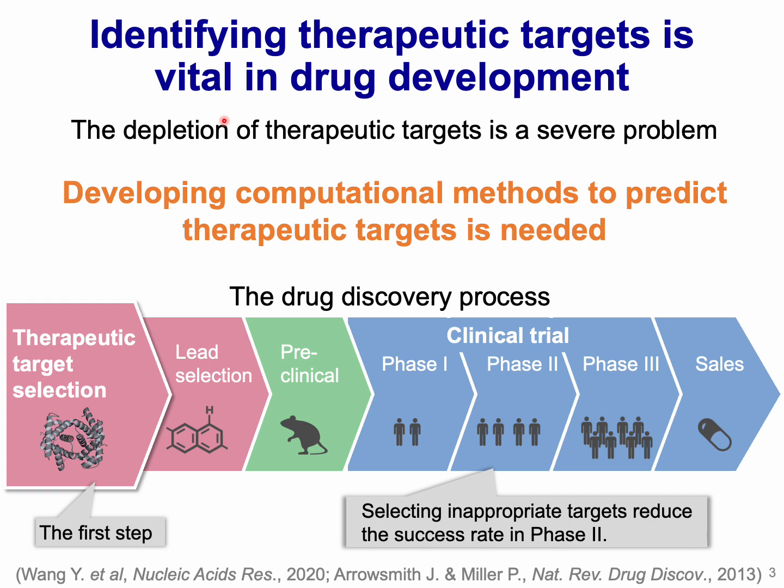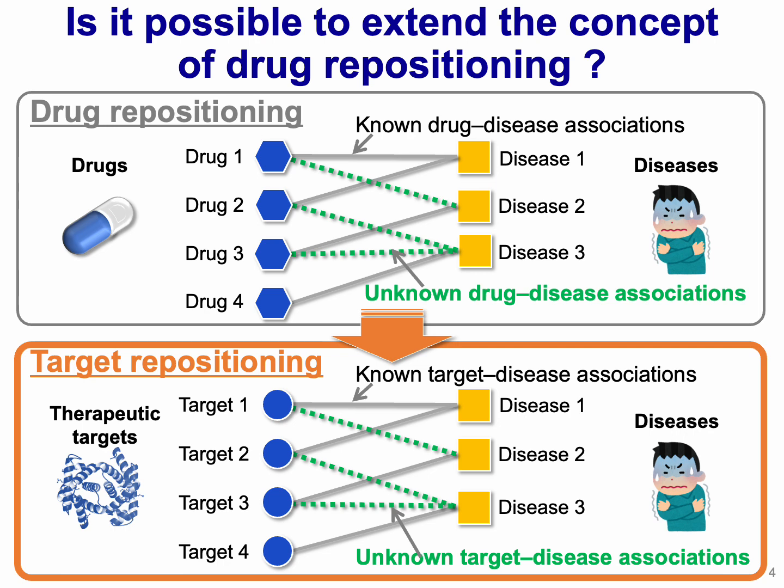However, therapeutic targets that can be identified using pathological knowledge have been thoroughly investigated. So, developing computational methods to predict therapeutic targets is needed. We propose a novel concept of target repositioning to predict new therapeutic target indications for a wide range of diseases.